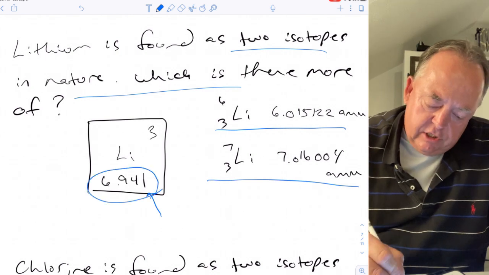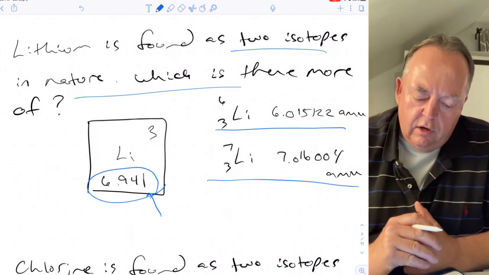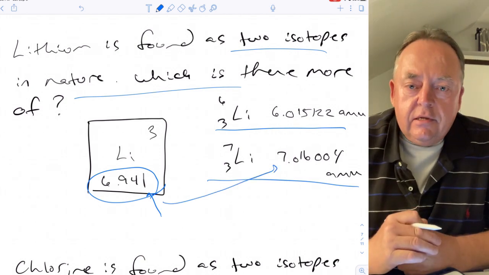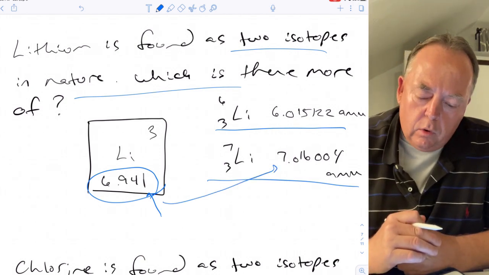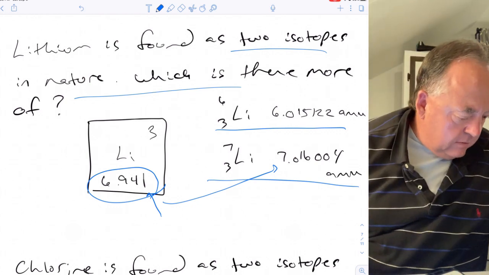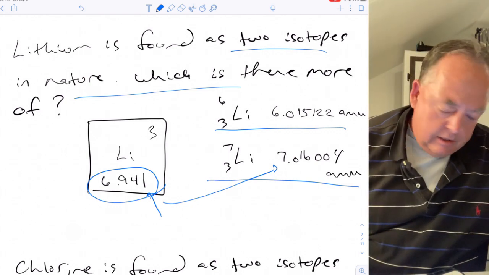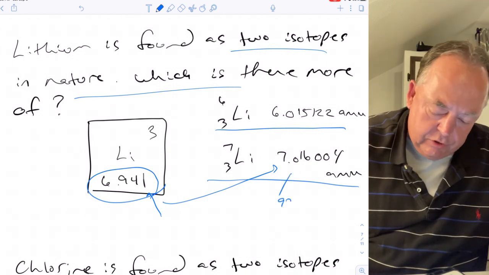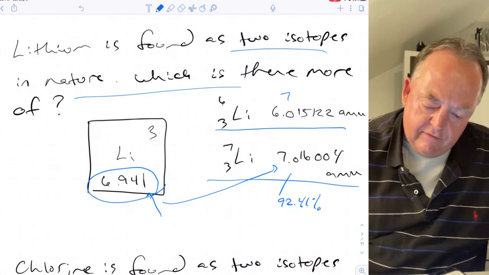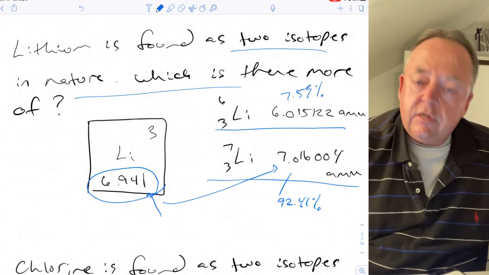So just look at the average atomic mass. Which one do you think there's more of? Well, 6.9 is a lot closer to 7.0 than it is to 6.0, so there must be more lithium-7 in nature, right? And there is. Do I have that in my notes? Yes. Lithium-7 is 92.41% in nature, and lithium-6 is only 7.59% in nature, right?